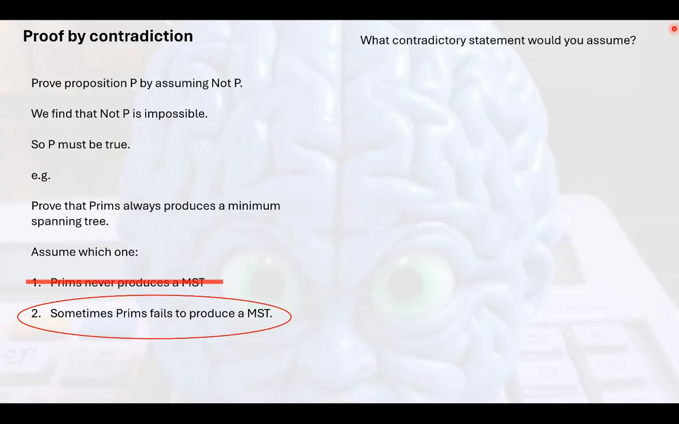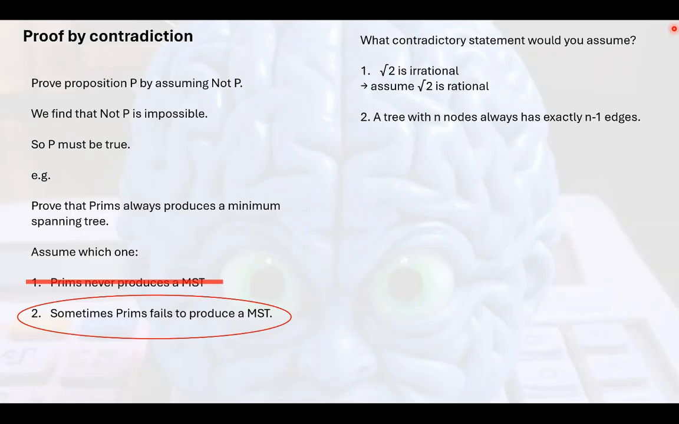Let's take some more examples. Pause the video as we go along and think about what you would assume, and then work through a proof of what must be false. To prove that root 2 is irrational, we will assume that root 2 is rational. That's quite easy. I mean, there's just one thing or the other thing. There's not really much that can go wrong there.